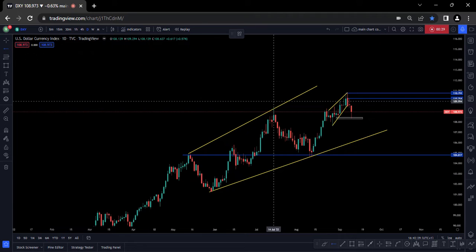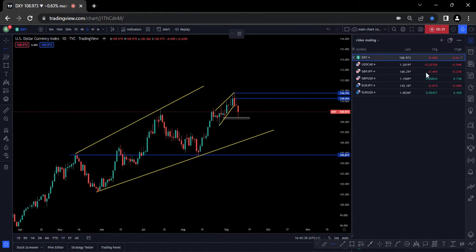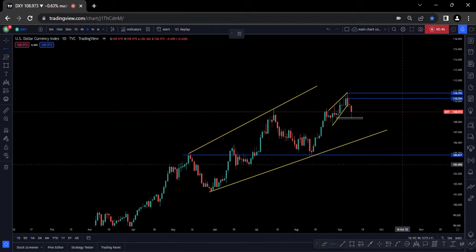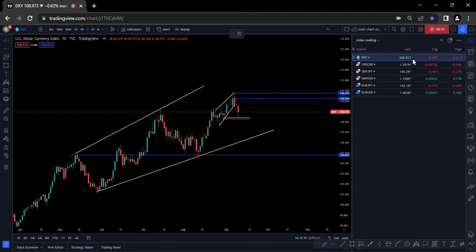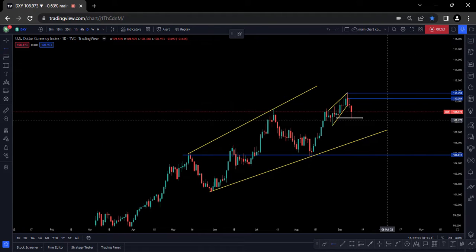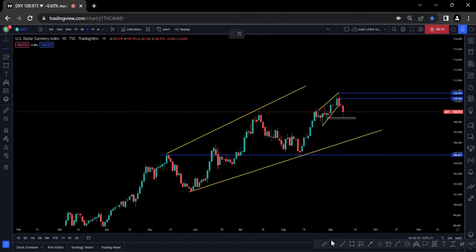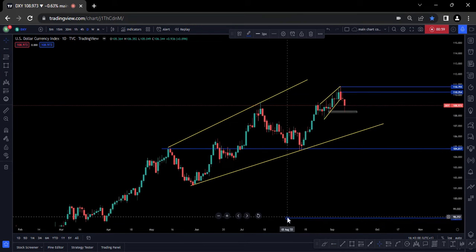So let's dive into some pairs that I'll be looking at today. Today I'll be looking at USDCAD, GBPJPY, GU, EURJPY, and EURUSD. So let's see as we progress. Firstly, we'll be starting from the DXY to check how the dollar is.